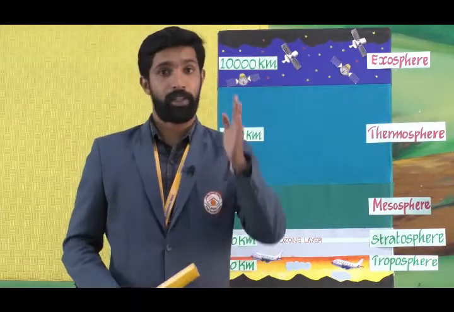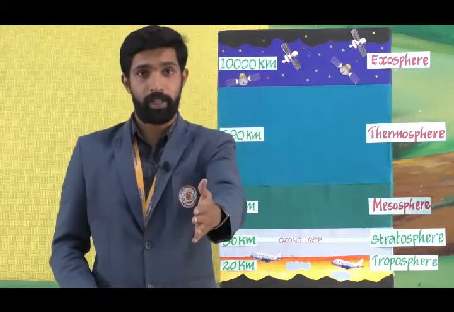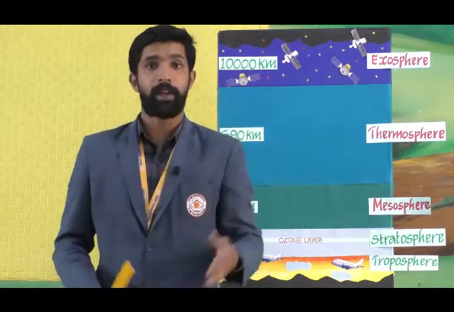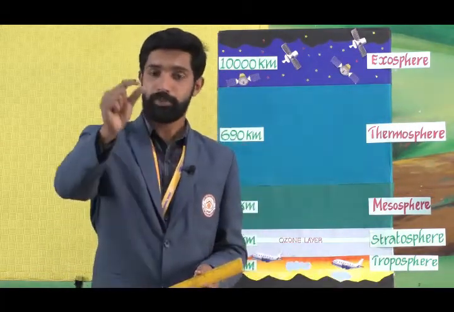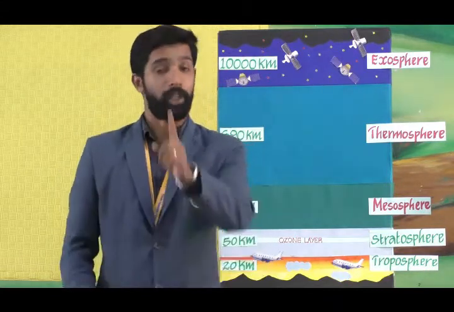Out of the total mass of the atmosphere, 99% lies within the height of 32 kilometers. The first 6 kilometers contain 50% of the total mass of the atmosphere, and 49% is found within the height of 6 to 32 kilometers. The remaining 1% is found above 32 kilometers.